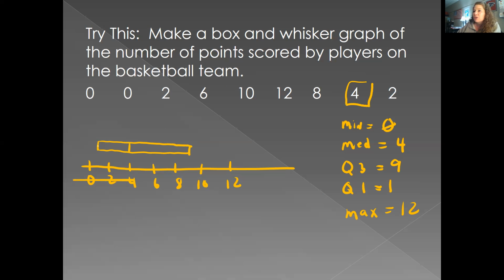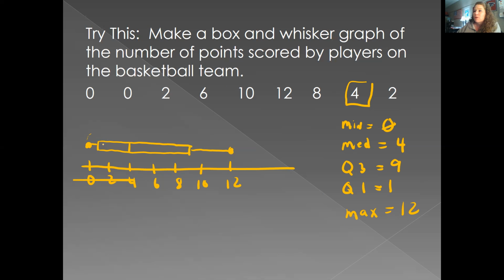Our whiskers are the minimum, which is a 0, and maximum. All right, so our box and whisker plot is skewed right. Our median's over here close to 4, far away from 12. This represents 25% of our data is between 0 and 1, right? The middle 50% of our data is between 1 and 9.